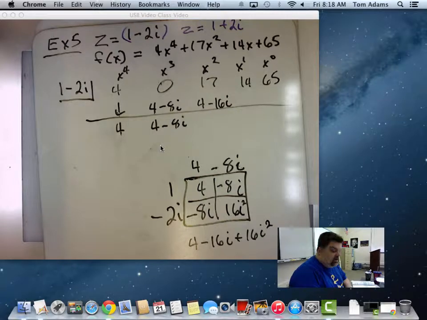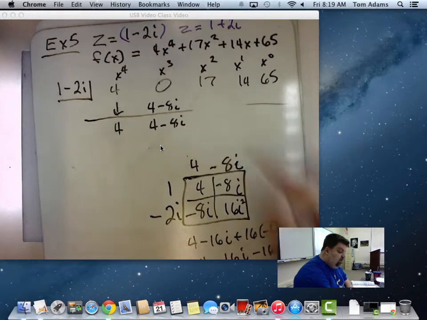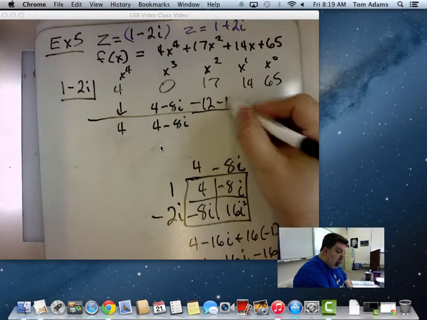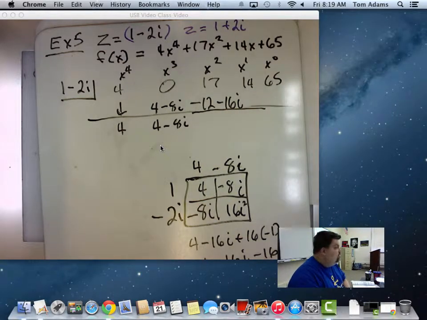But what is i squared? i squared is the same as negative 1. So I really have 4 minus 16i minus 16, or negative 12 minus 16i. Gotta be careful there and take our time, make sure we know what we're doing, which is why we should be in courtesy mode paying attention, right? Because this is complicated. It's complex.